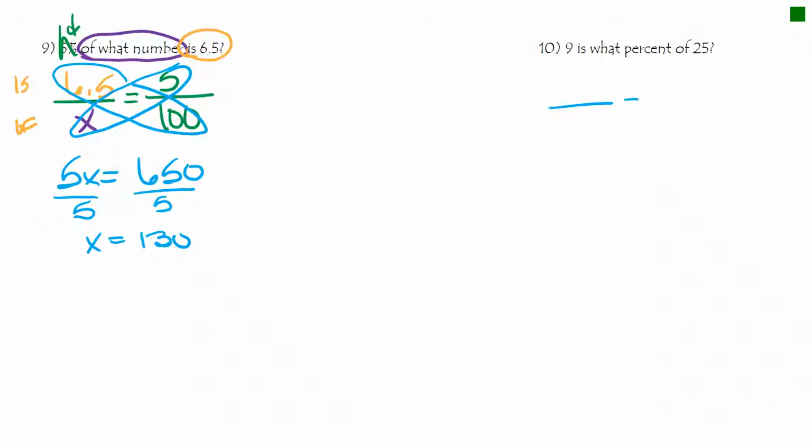All right, we're going to set this up. I see the word percent, so I'm putting 100. Is there a percent given to me, or is that what I'm looking for? I'm looking for the percent. It says 9 is. Remember, is goes up on top. And then it says of 25. 25 goes on the bottom.